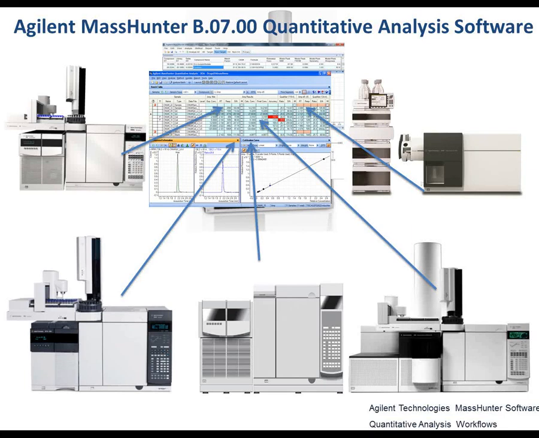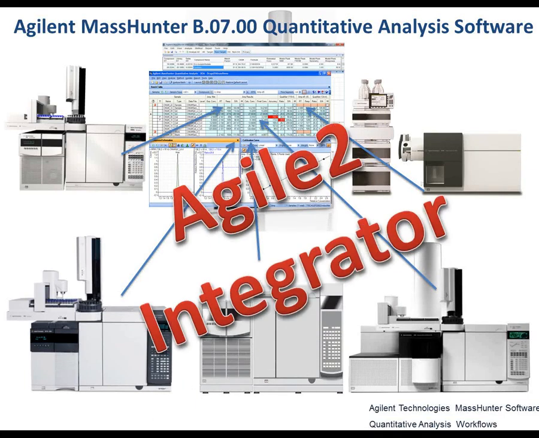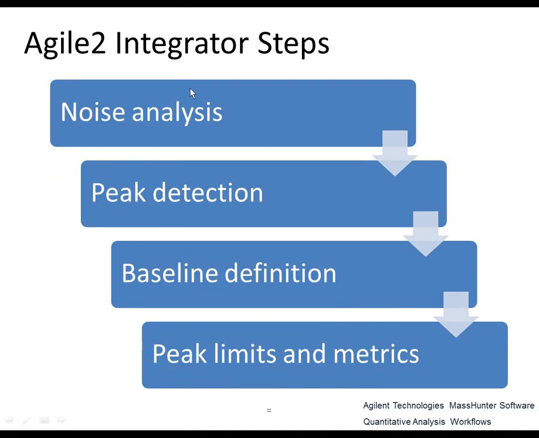Let me introduce you to the Agile2 Integrator. Agile2 is based on noise analysis, the ability to differentiate the signal from the noise and establish the identification of a peak and also its baseline, then attaching itself to the associated peak limits and metrics.